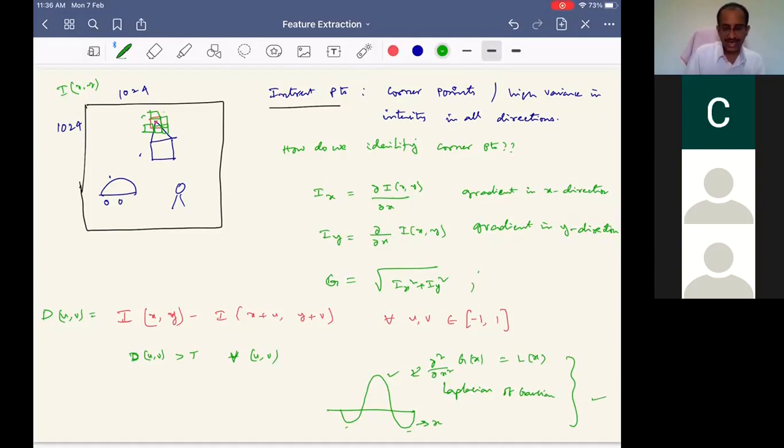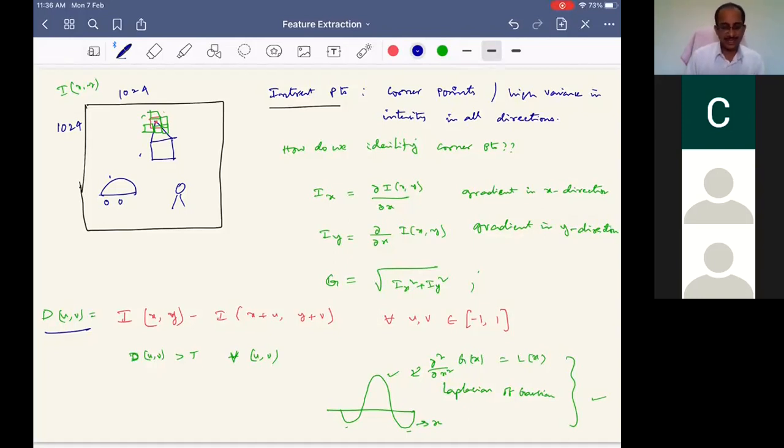For easy understanding and to start with initially, this is a basic approach that we can easily understand and follow. So what we do is we see the difference in all directions, and if the difference of intensity in all directions is high, we can assume that it is an interest point or a key point.